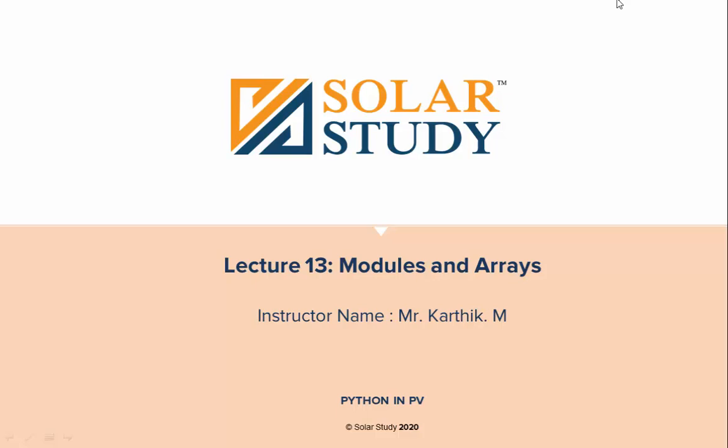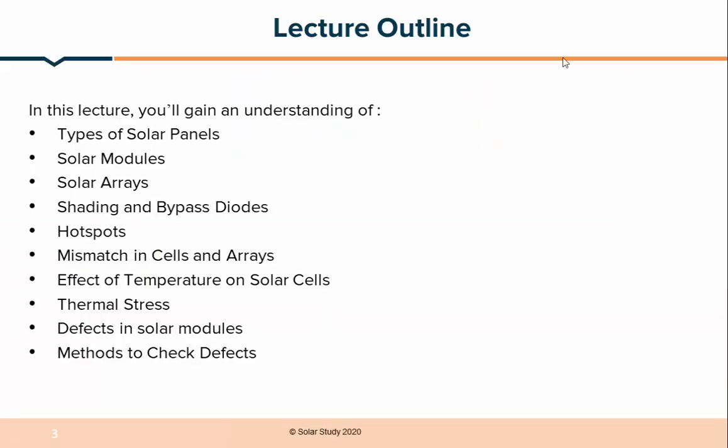Welcome to lecture 13. Myself Karthikeyan. So what is the lecture outline? Here we will see the types of solar panels and solar modules, solar arrays, what the shading effect is, what a bypass diode is, hotspots, what mismatch in solar cells and solar arrays is, the effect of temperature on the solar cell, what thermal stress is, what the defects in the solar module are, and what the methods to check the defects in the solar module are. That and all we will see in this lecture.